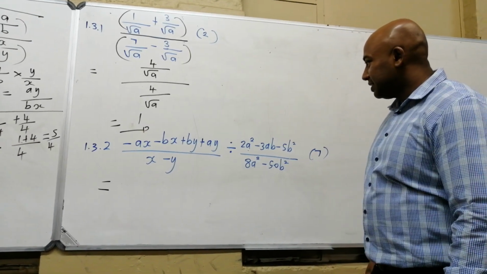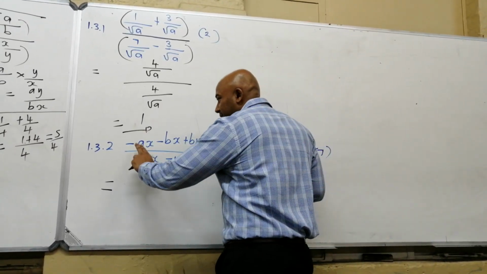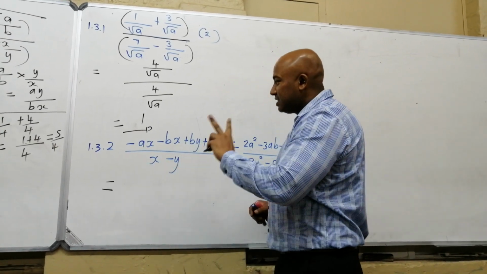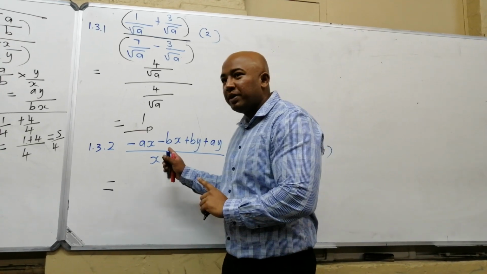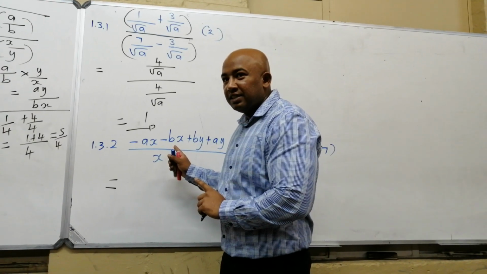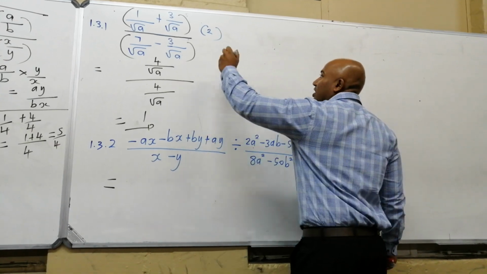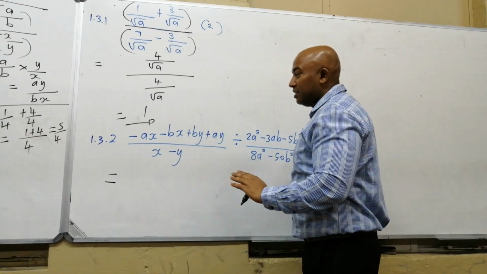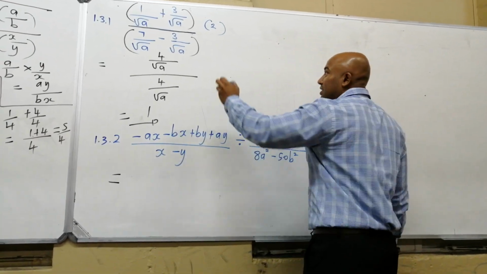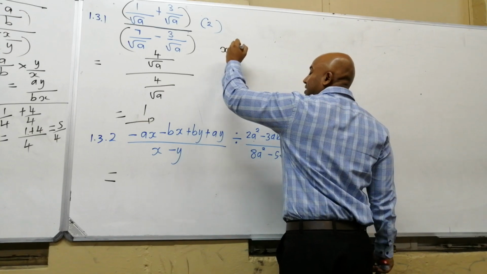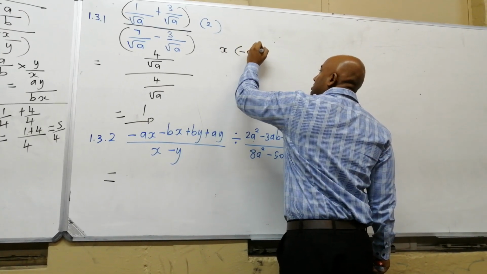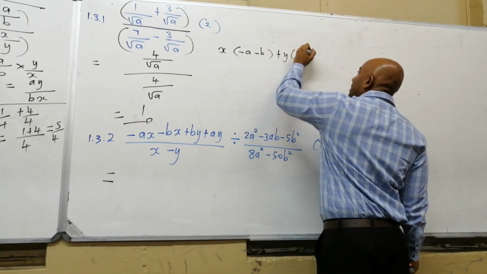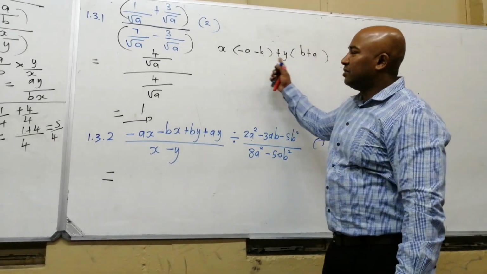Okay, so I notice now we got a minus ax minus bx. So the first 2 terms, clearly I can take out a common factor there. What will be my common factor? Now if I use, you are saying x. So if I take out x, let me show you why x is wrong. If I take out x, I'm going to be left with minus a minus b. Then you notice that y is common here. So you take out y, then you are left with b plus a, and now we got a problem.